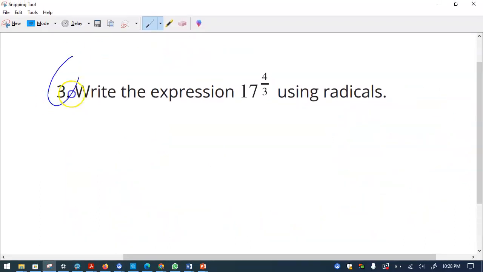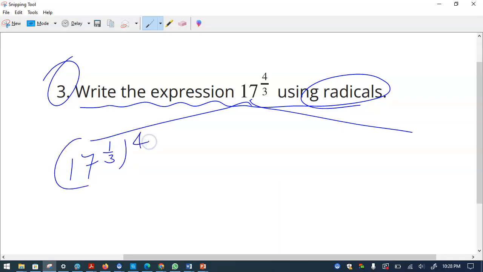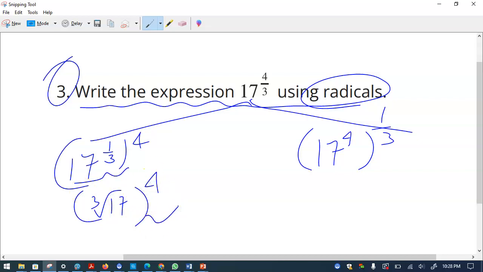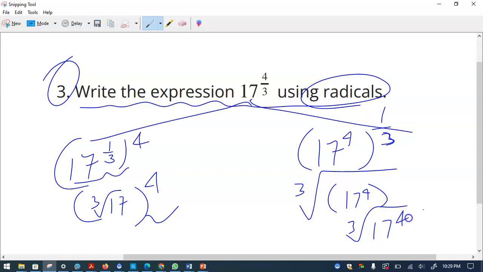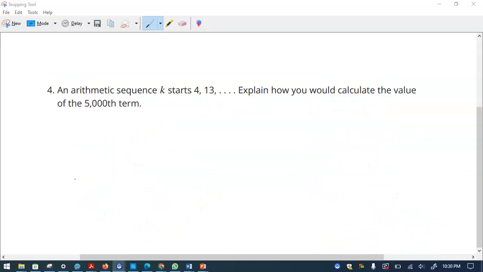So question number 3 is clearly asking, write the expression using the radical. So this is written in two forms. One is you can write 1/3 inside and the 4 outside, or you can write the 4 inside and 1/3 outside. So this inside will be the cube root of 17 raised to 4. This is one answer. And this parenthesis 17 raised to 4 stays, and because this is 3, you can write the cube root and you're done, which is the same as 17 raised to 4. So one of the answers is this, and the second one is this one.